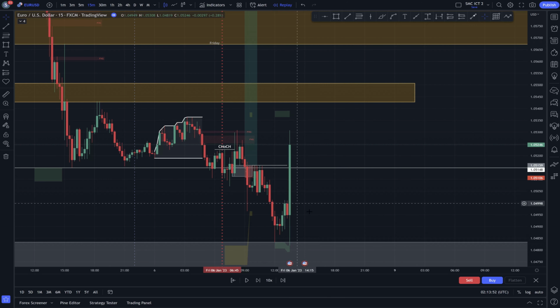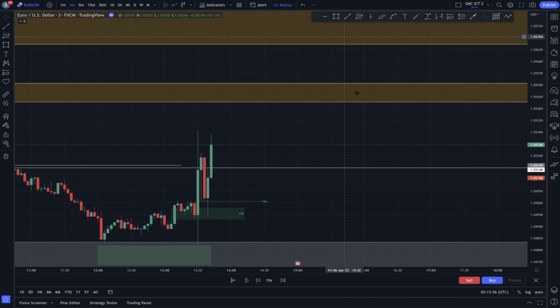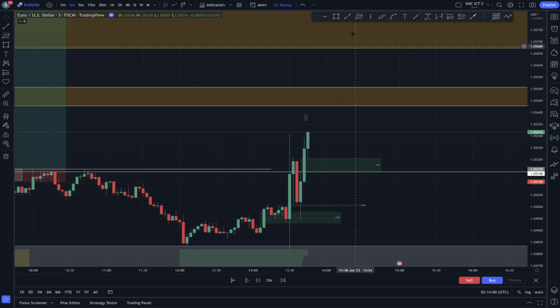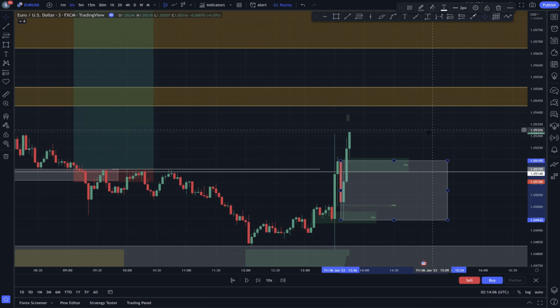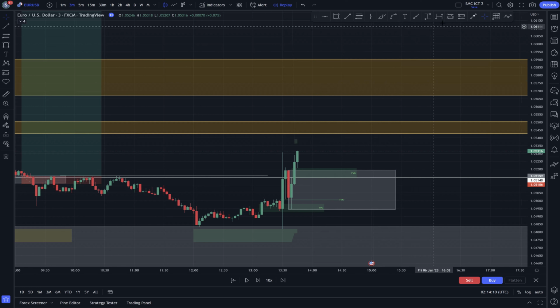So what I'm going to do now is, after the news, 15 minutes after the news, let's see what we can find. So we drop down on the 3 minute. You see a nice order block here with a nice fair value gap. So that is a really strong POI for me. Point of entry for my trade.